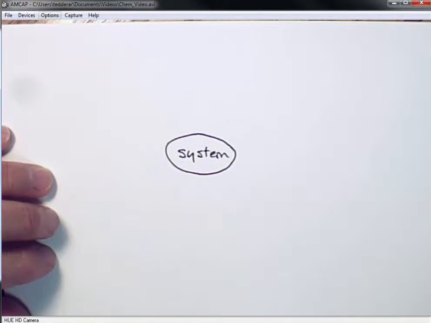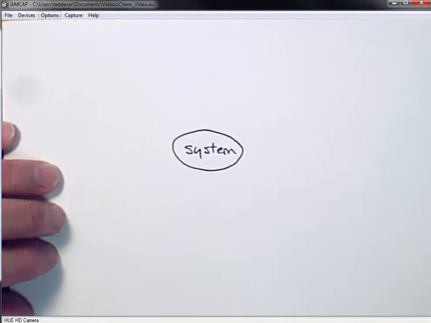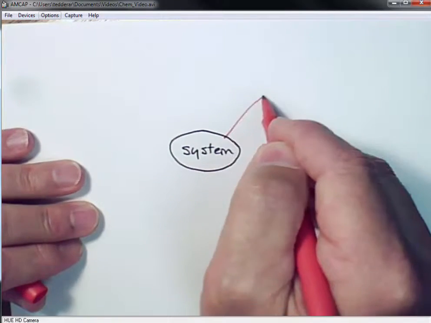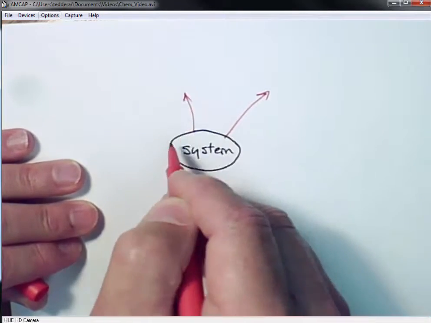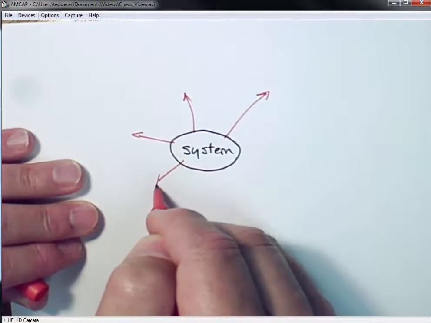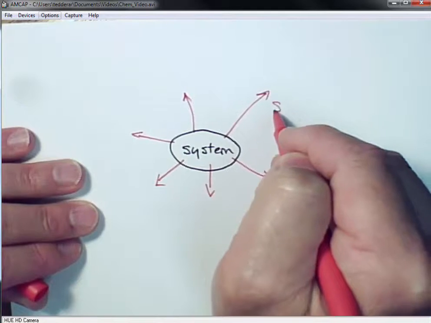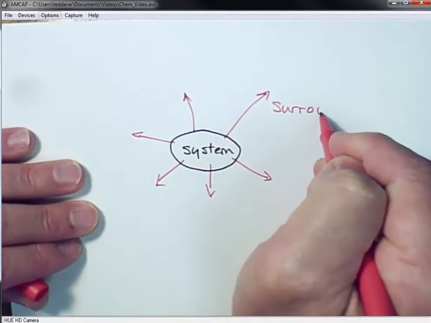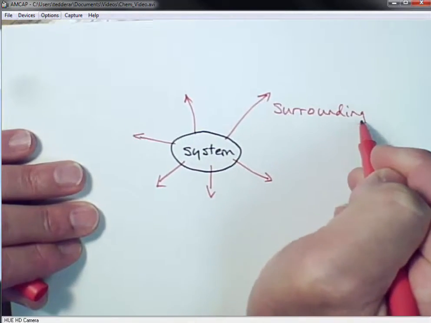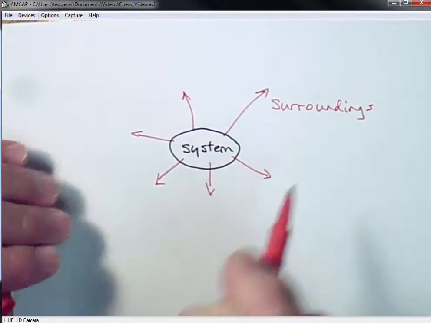Anything around that system, that's the surroundings. So if the energy is leaving, it's leaving to the surroundings. We just call that surroundings. I know that's a big fancy word, surroundings, right? That's a joke. It's not a big fancy word. Surroundings, everybody should know what that means.